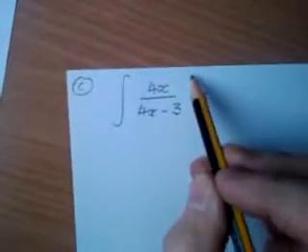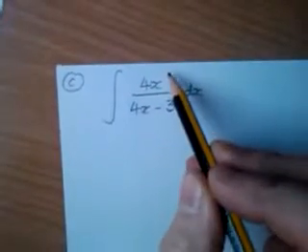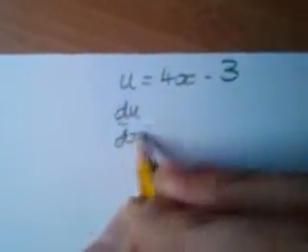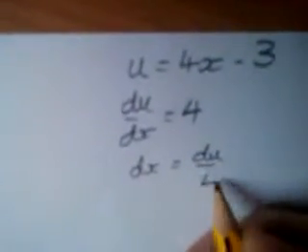The very last part of the question asks you to integrate this using the substitution which they give you as u equals 4x take away 3. As soon as you get the substitution, you're going to have to differentiate it and rearrange this to get dx on its own, which is du over 4. Let's put these now in the question.